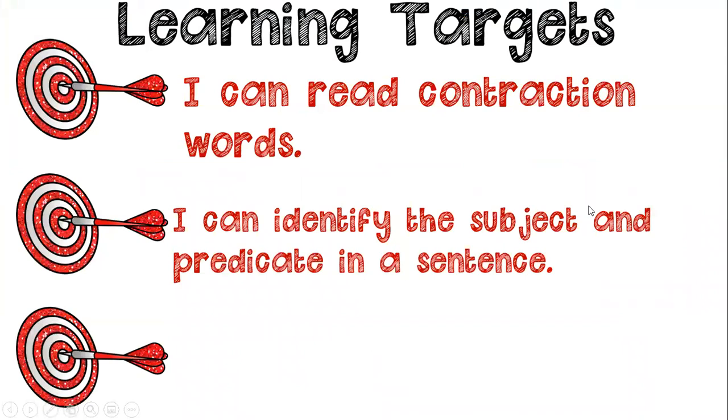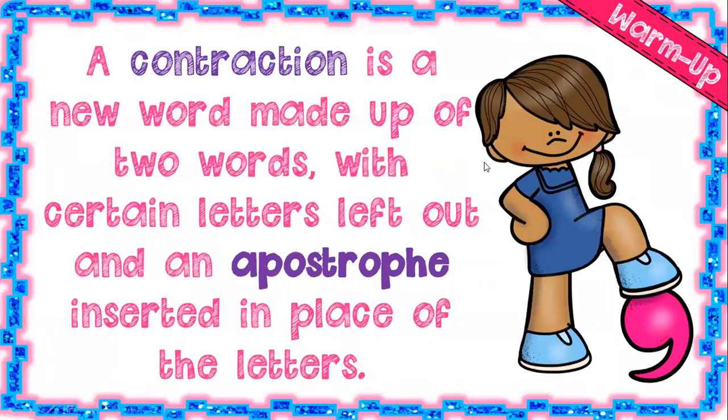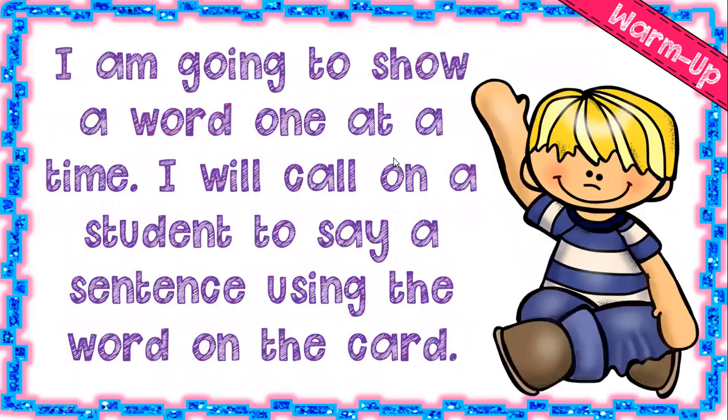Today, our learning targets are: I can read contraction words, and I can identify the subject and predicate in a sentence. Now, contractions are new words made up of two words with certain letters left out and an apostrophe inserted in place of the letters. So we have looked at apostrophes in contractions before. We've looked at combining two words to make contractions. So this is a review.